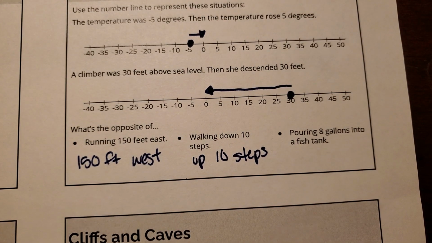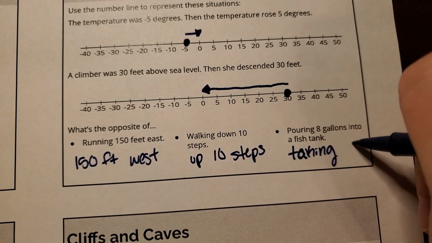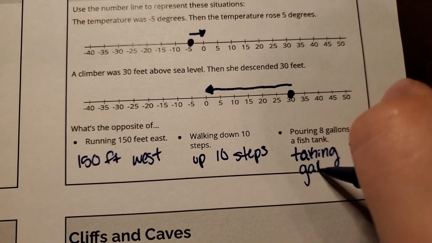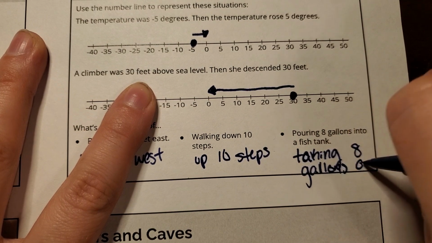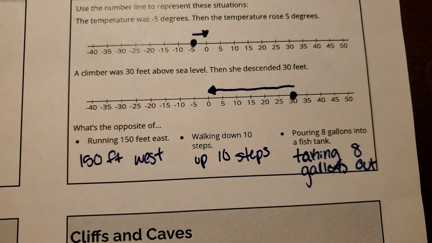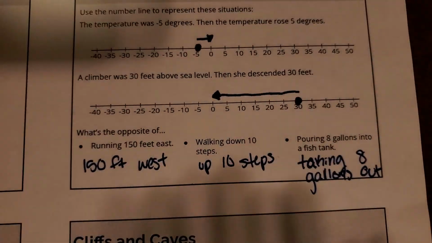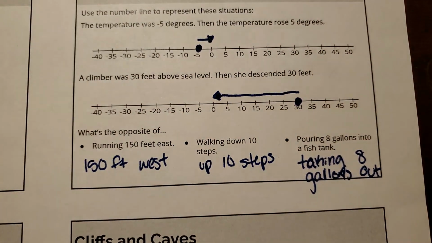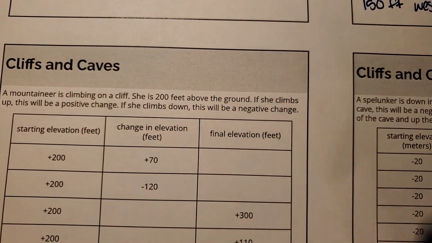What's the opposite of pouring 8 gallons into a fish tank? Well, that would be taking 8 gallons out of the fish tank. Hey, you're messing with my paper. Okay, make sure to get all this down. And once you are ready, let's go ahead and move on to the next slide.